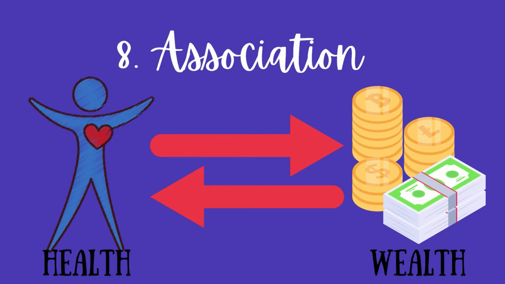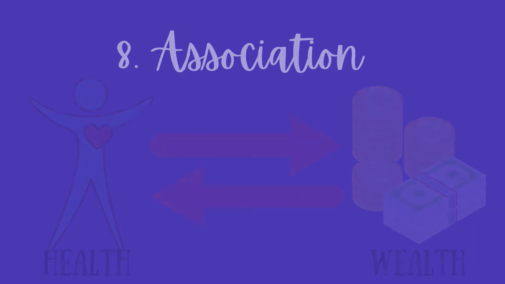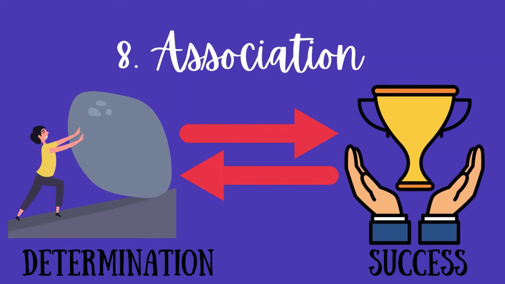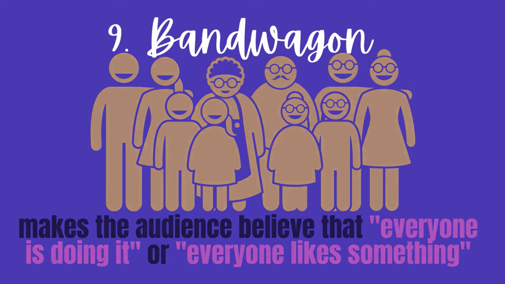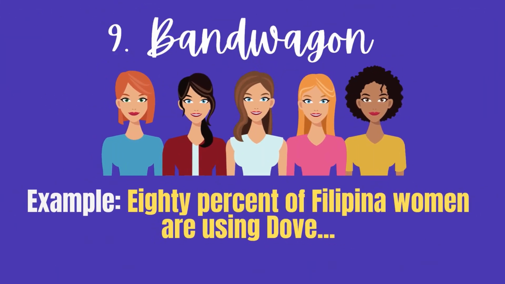Hence, if the writer says, "Health is wealth," the readers will believe how important it is to take care of our health. Similarly, associating success with determination or hard work is a good way to encourage people in reaching their goals. Next, bandwagon. This makes the audience believe the idea that everyone is doing it or that everyone likes something. Since people have the tendency of wanting to fit in, this technique makes it easier for the writer to convince the readers, viewers, or listeners. Anyway, who does not want to be in, right?